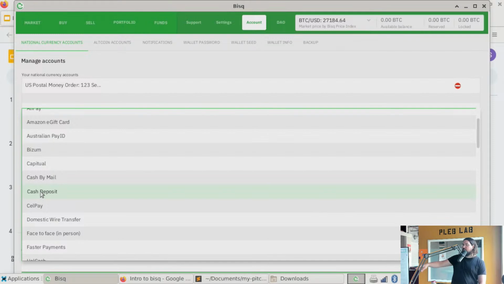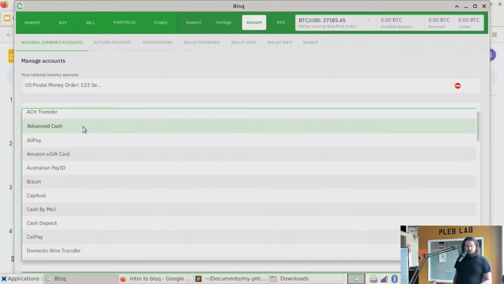I just have new information from Ovi, who says that they do need your account. They need your ID now if you want to do a cash deposit. And yeah, so maybe not that one anymore.